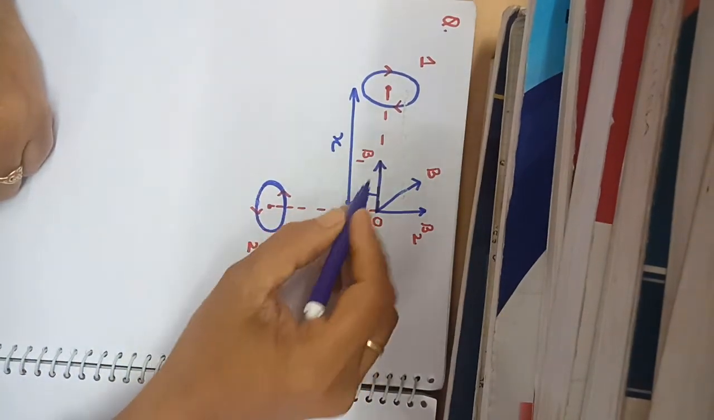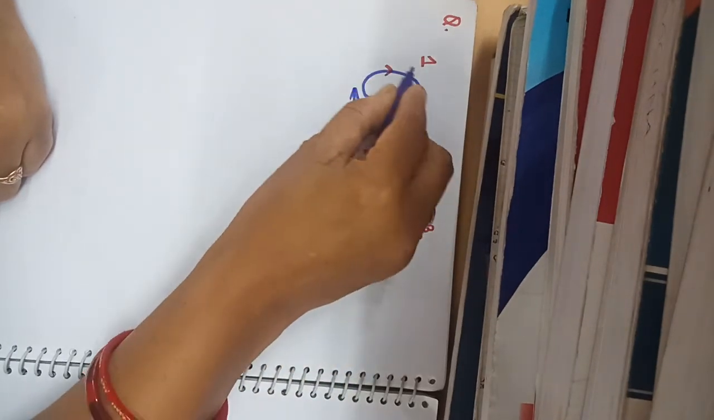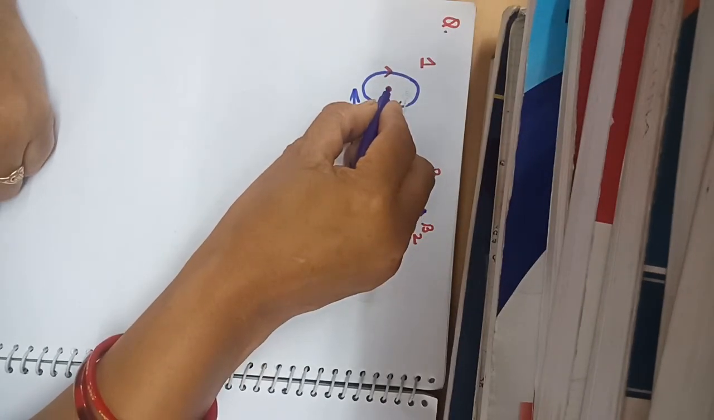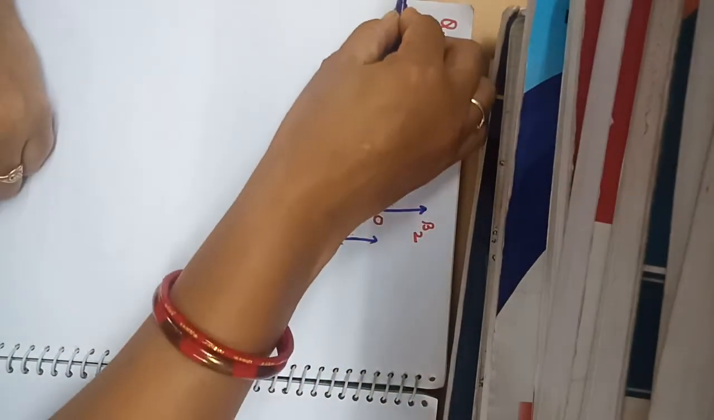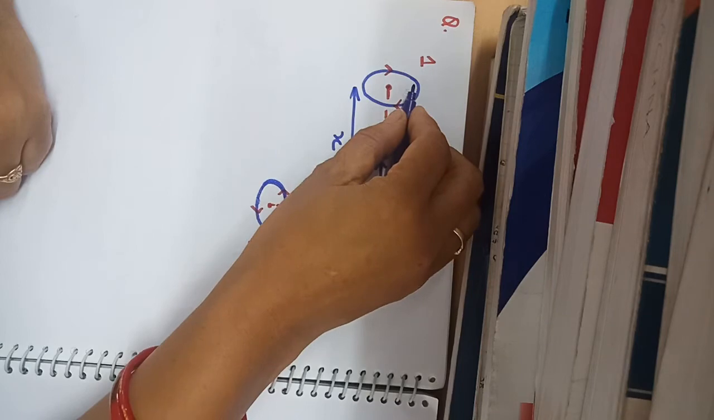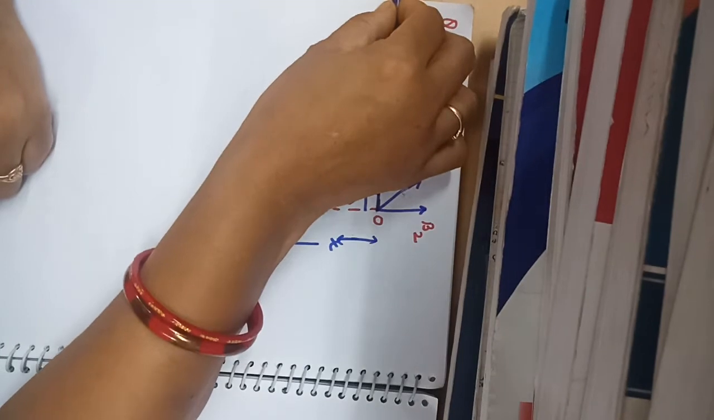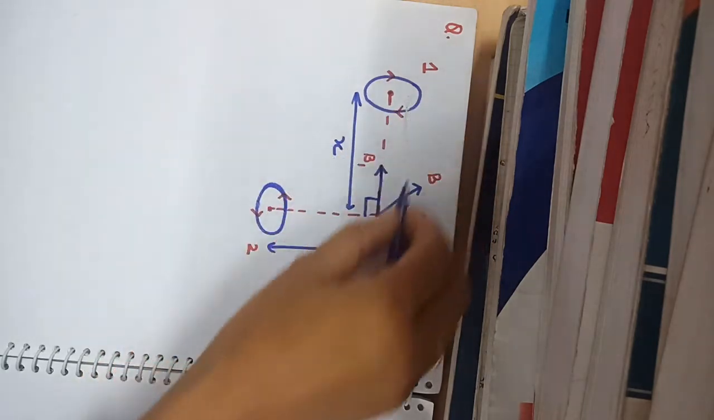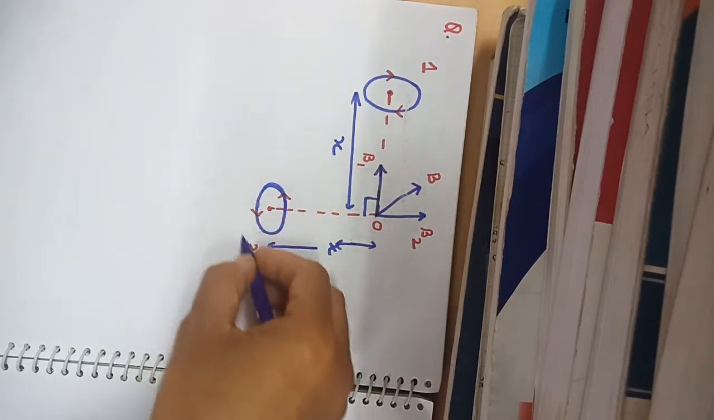How? See, when you see the direction of current for this loop from this face, this is clockwise. If this is clockwise, what will be the direction of magnetic field at the center? Perpendicular to this plane and in the inward direction, because according to the clock rule, if the direction of current is clockwise, then the magnetic field will be in the inward direction. So this is the direction of the magnetic field due to this circular loop at the point O, that is B1.